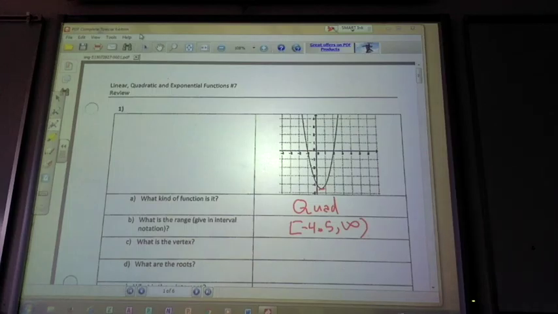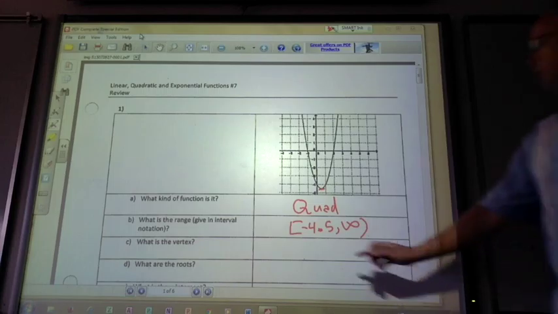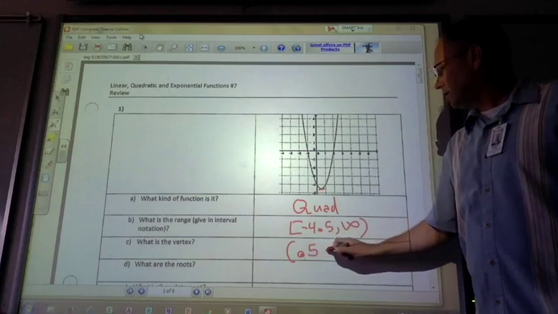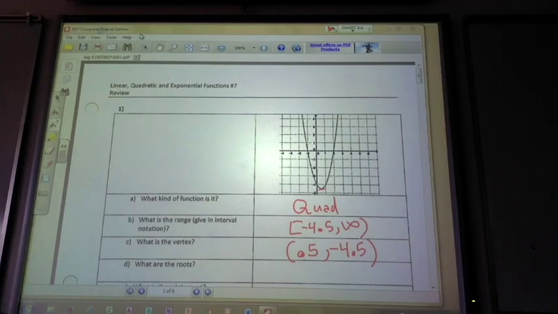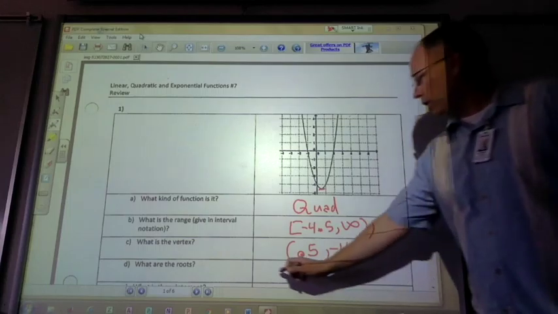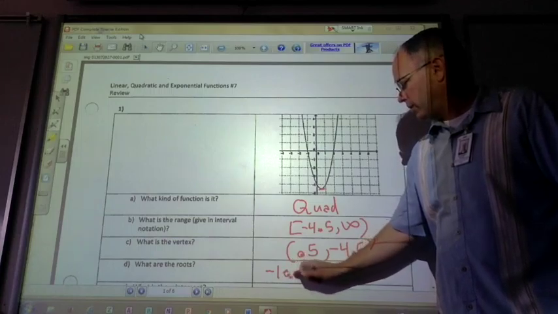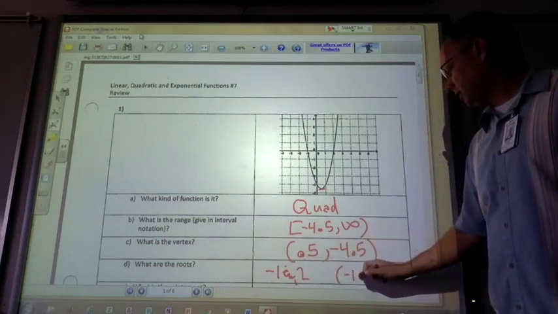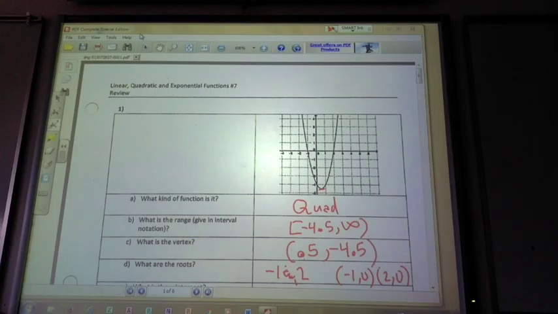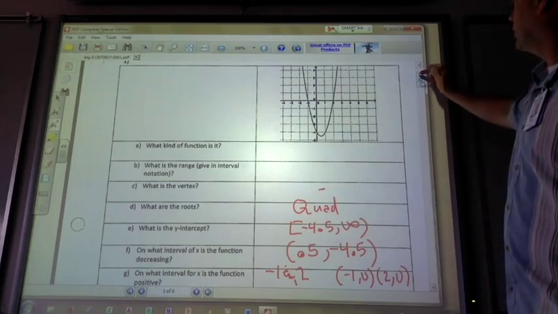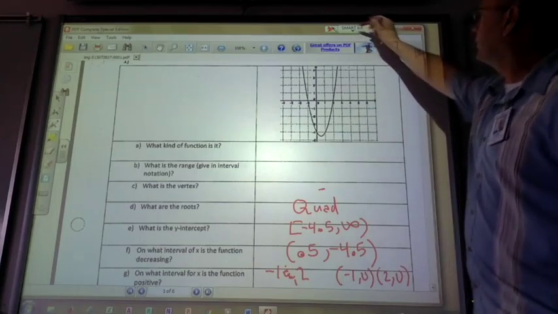What does the vertex appear to be? 0.5, I like it. And -4.5? What are the roots? -1 and 2. So you can list it as -1 and 2, or you could list it like this. They both mean the same thing in my opinion, okay? So one means you have a point, one means you have the root. We okay so far? Let me clear the ink. Everyone okay with those answers?